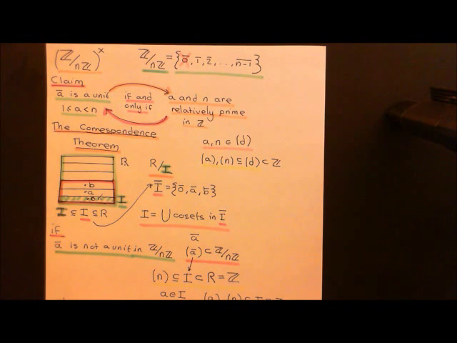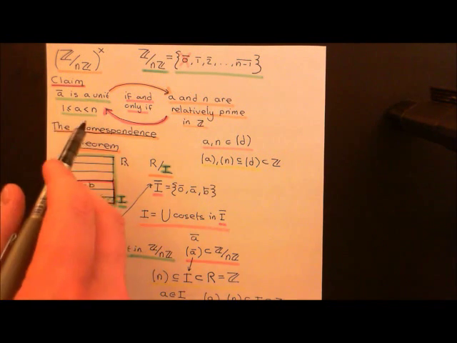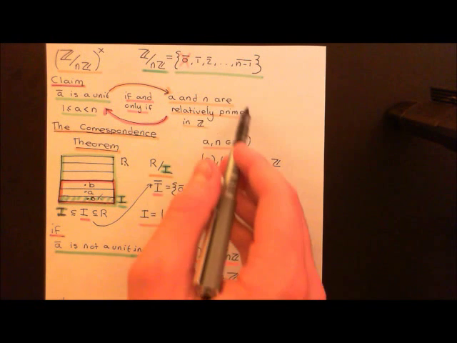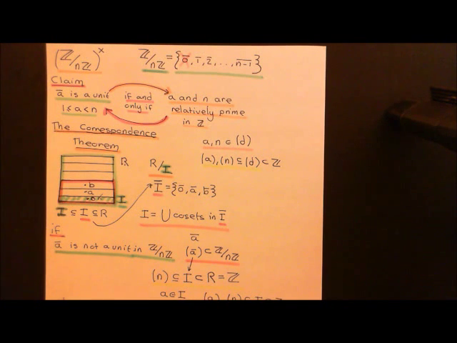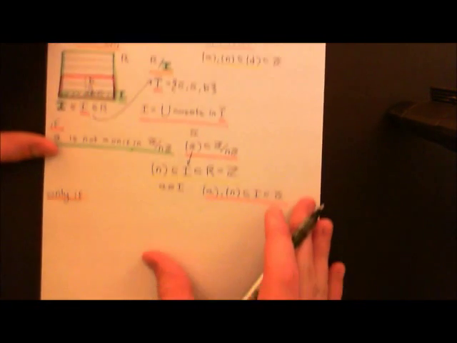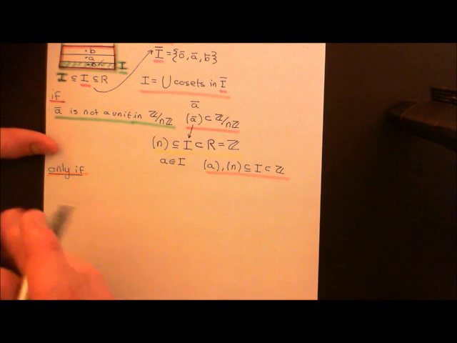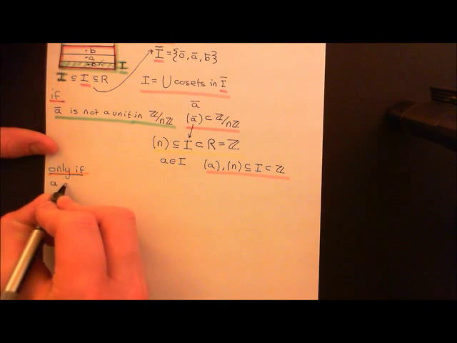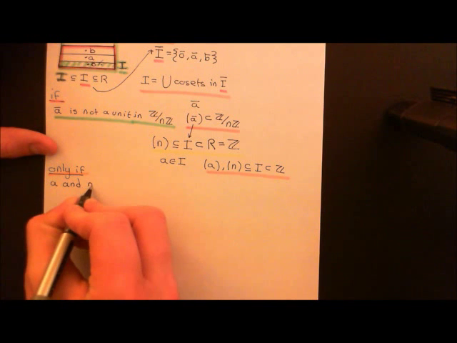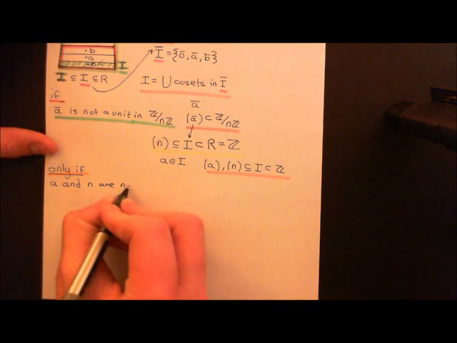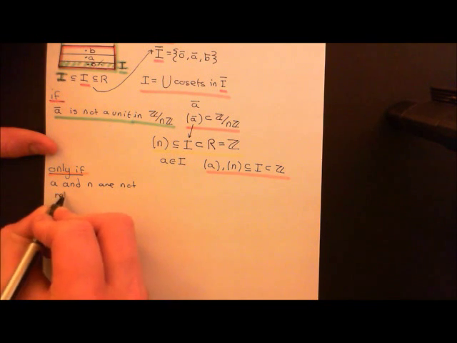Okay, and we're going to do this by a very similar tactic to the way we showed if. We're going to start with our starting assumption, but we're going to assume the opposite of what we want to prove. We're going to assume that A and n are not relatively prime in the integers and arrive at a contradiction, the contradiction that A bar cannot be a unit. So we'll assume that A and n are not relatively prime.